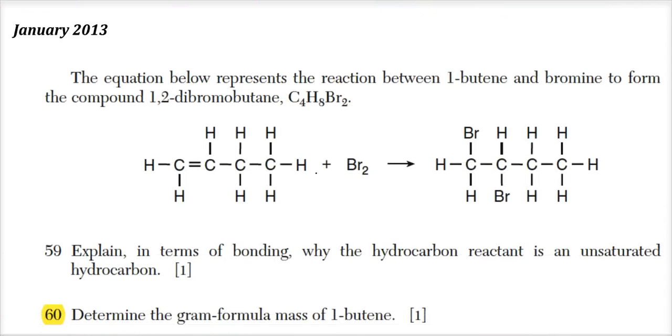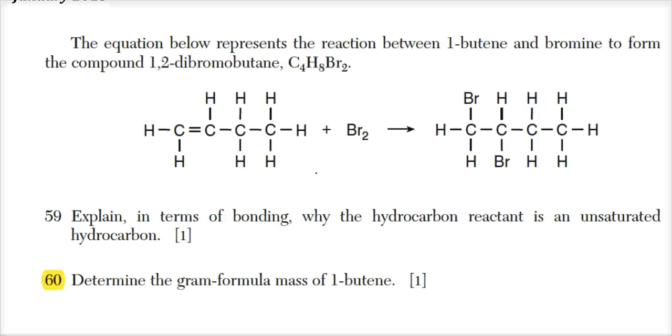Like number 59, number 60, a part 2 question. They want the gram formula mass. Okay, and then sometimes they say, well, what's formula mass and what's gram formula mass? It's the same thing. The mass of butene. The only way to get a mass of a compound is to add up all the individual atomic masses anyway. Well, 1-butene, the "ene" means a double bond, it's on the first carbon, so we're dealing with this compound.